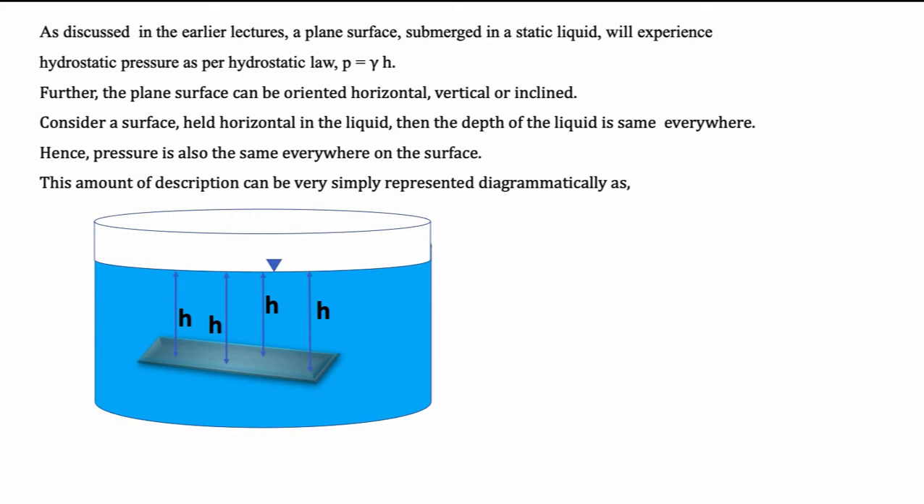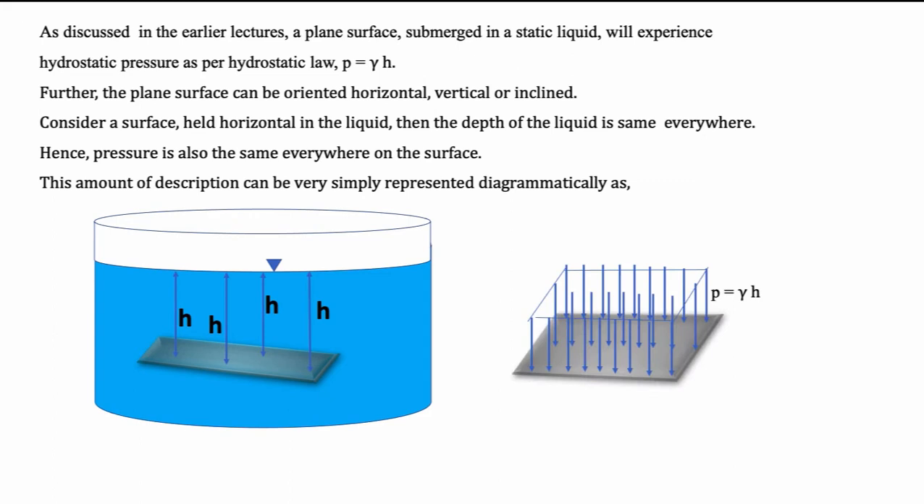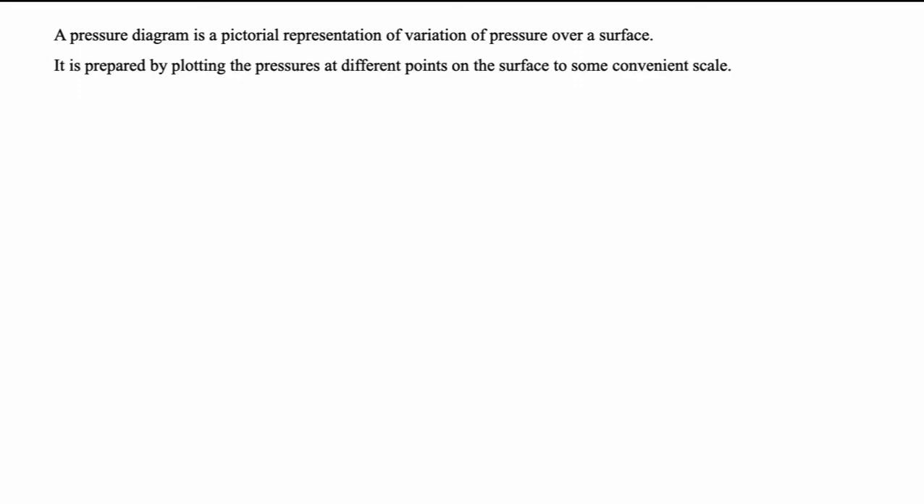This amount of description can be very simply represented diagrammatically as shown in second figure. It represents pressure diagram pertaining to a plane surface held horizontal in a liquid. The pressure diagram resembles a rectangular parallelepiped. So, from the above discussion, we can infer a pressure diagram is a pictorial representation of pressure distribution on a surface. A pressure diagram is developed by plotting pressure values to some convenient scale.